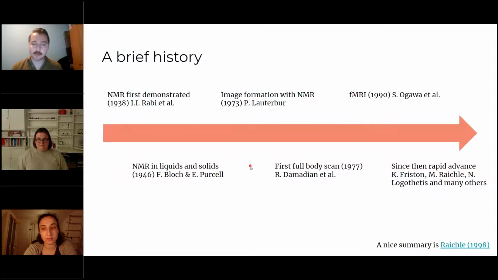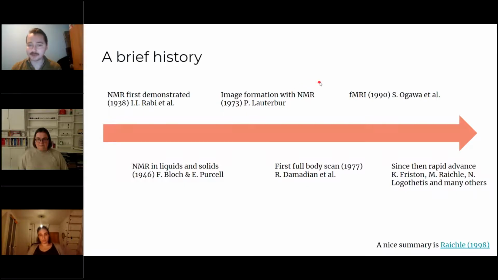Now, to actually use this for medical science and for generally image formation, you had to wait a bit longer. And it was in the 70s, starting with this seminal paper published in 1973 by Paul Lauterbur, a chemist, who first demonstrated or laid down the theoretical foundations of how we could actually use this phenomenon to form images. And later on in this same century, people actually started doing that.